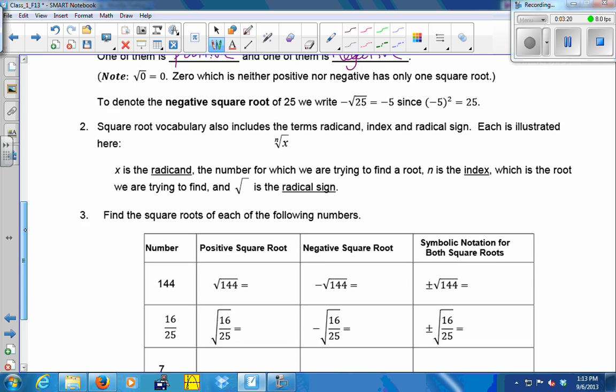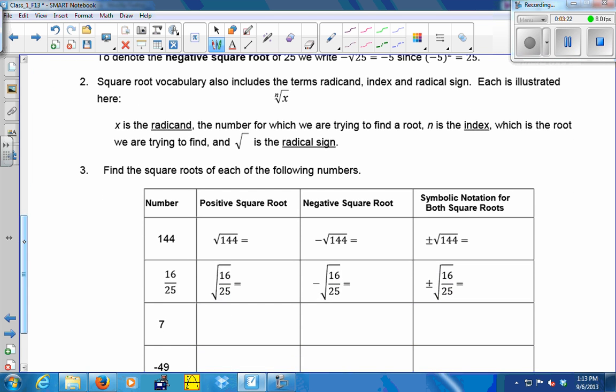Square root vocabulary also includes terms like radicand, index, and radical sign. The x is the radicand, the number under the square root sign. N is called the index, the nth root, the root that we're looking for. And that symbol is the radical sign.